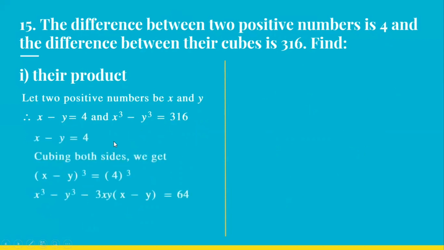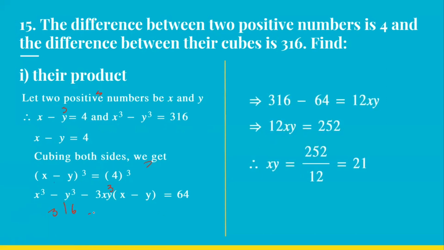So what we do here, we cube both sides. Cubing both sides, x minus y the whole cube is 4 cube. A minus b the whole cube is a cube minus b cube minus 3ab in bracket a minus b. Put the values of x minus y, which is 4. Putting the value, 316 minus 3xy, and x minus y value you have got 4. So this is equal to 64. So this becomes 316, this 64 comes here, becomes minus 64.